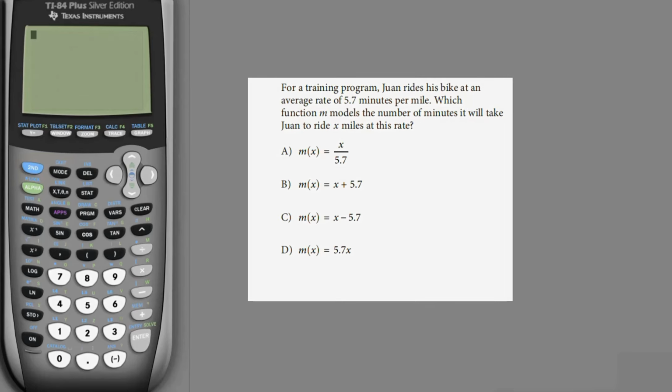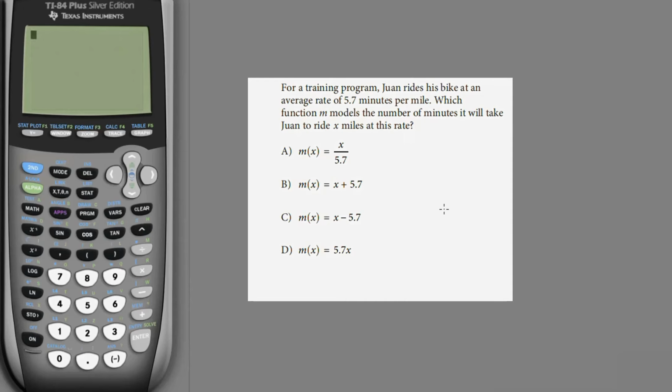In this video, we are going to learn how to solve this math question easy and fast. Alright, so let's look at it together and see whether it's something the calculator can help us to solve faster. The question says, for a training program, Juan rides his bike at an average rate of 5.7 minutes per mile. Which function M models the number of minutes it will take Juan to ride X miles at this rate?